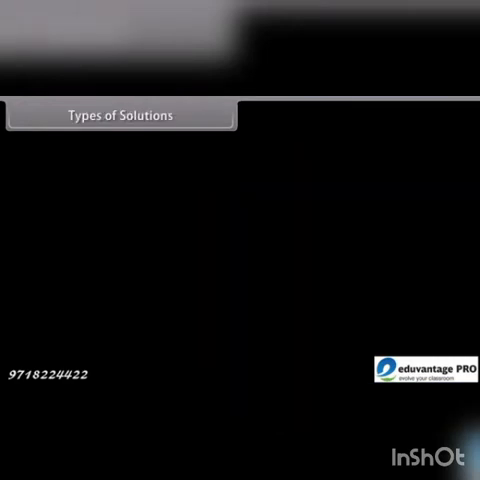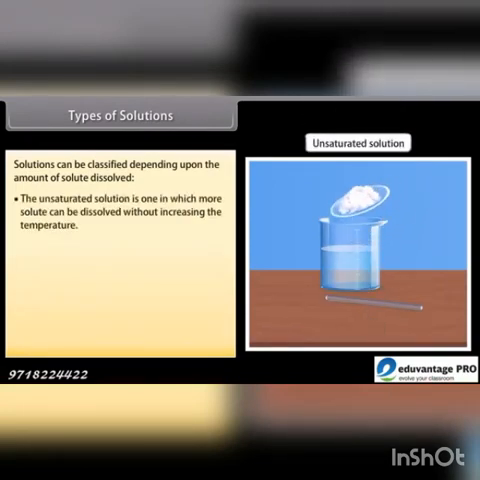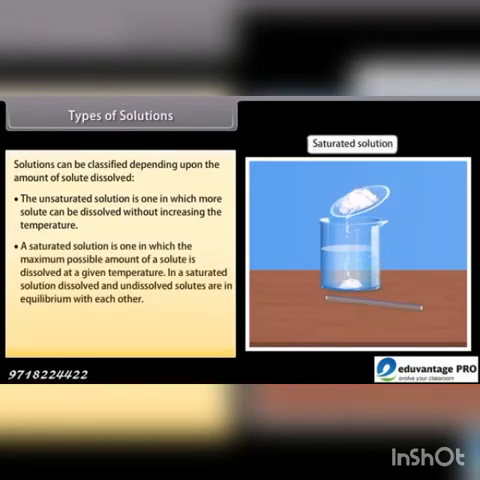Types of solutions. Solutions can be classified depending upon the amount of solute dissolved. The unsaturated solution is one in which more solute can be dissolved without increasing the temperature. A saturated solution is one in which the maximum possible amount of a solute is dissolved at a given temperature.